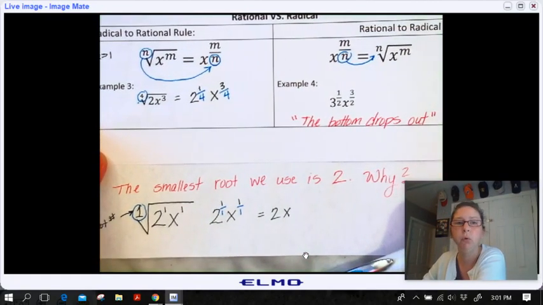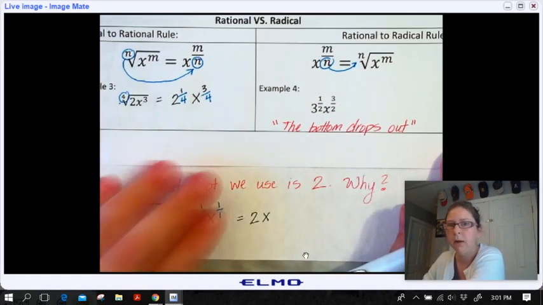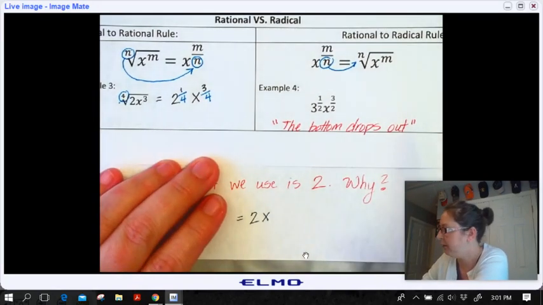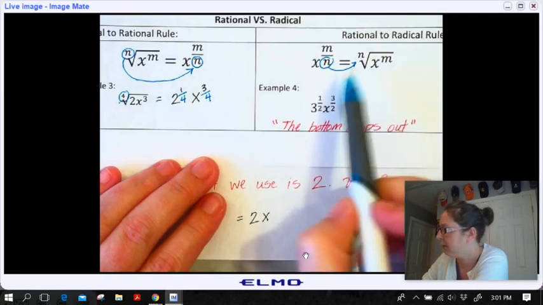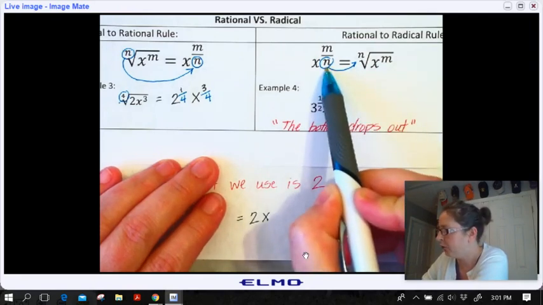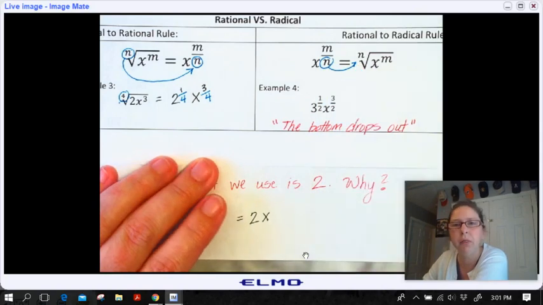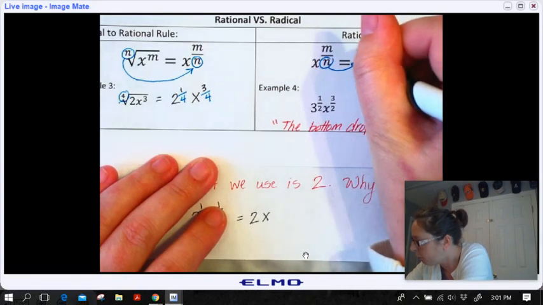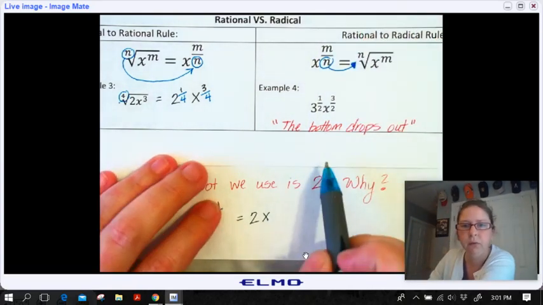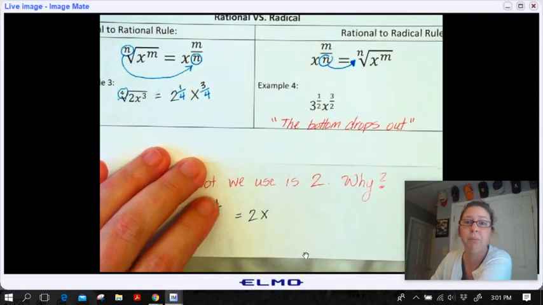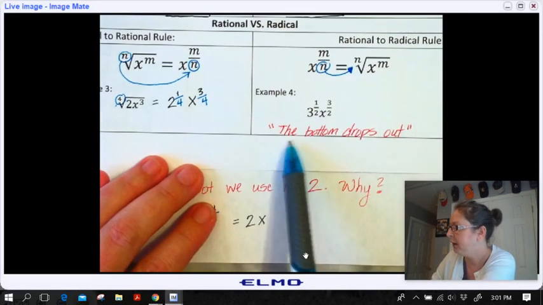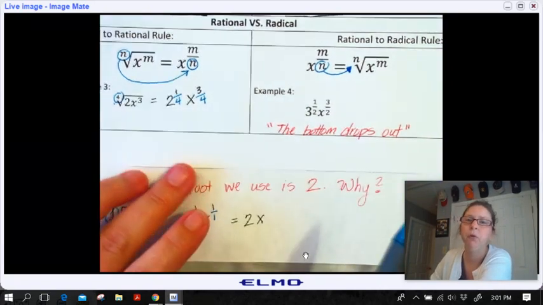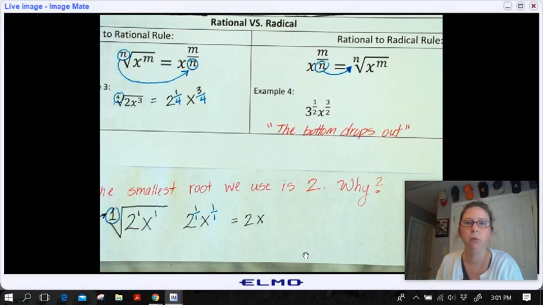Let's look at this same rule going the other way. What I like to tell people is that when you're going the other way, the bottom of the fraction is going to drop out and become the root number. Back in the day, there was this song I used to listen to called I've Seen Better Days, and there's a phrase in that song that says, and the bottom drops out. I use that to help me remember what to do with the bottom of the fraction.